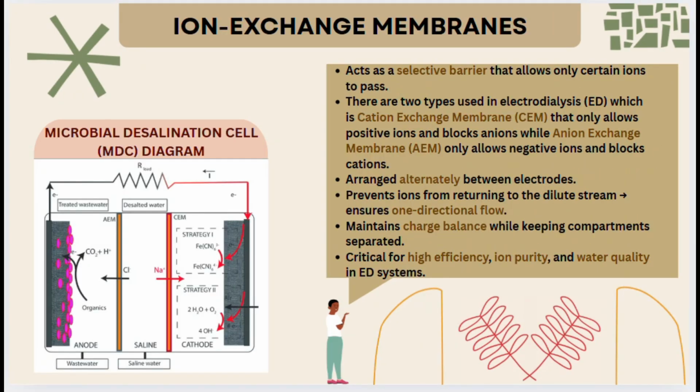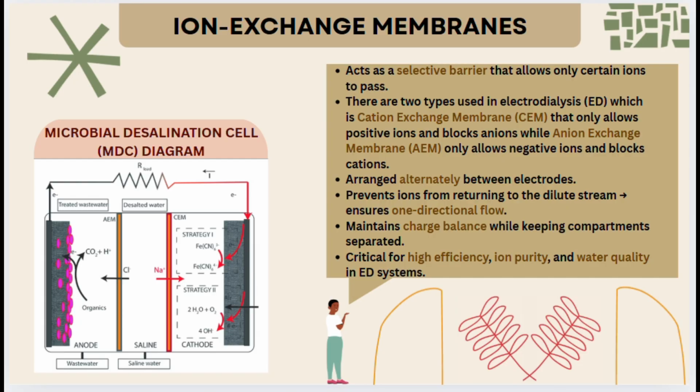Okay, now we're talking about ion exchange membranes. They act as a selective barrier that allows only certain ions to pass. There are two types used in electrodialysis, ED: the cation exchange membrane, CEM, that only allows positive ions and blocks anions, while the anion exchange membrane, AEM, does the opposite, only allowing negative ions and blocking cations.